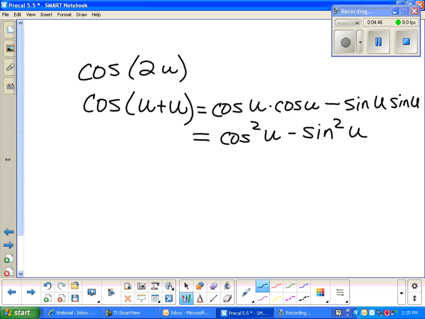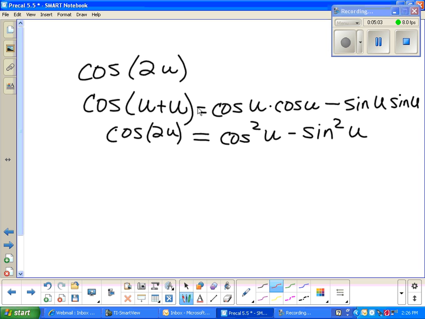It looks like the Pythagorean theorem. If it had been cosine squared plus sine squared, it would have worked perfectly, but it's not. It's cosine squared u minus sine squared u. And that's the formula for cosine 2u.